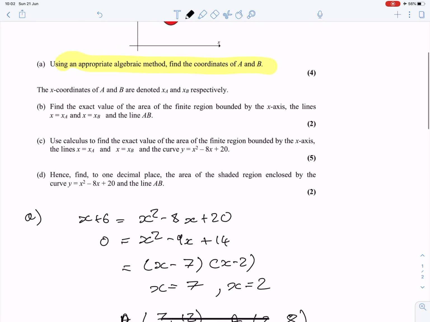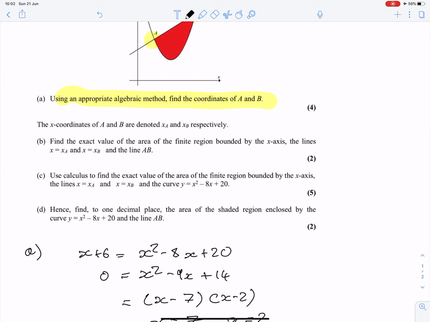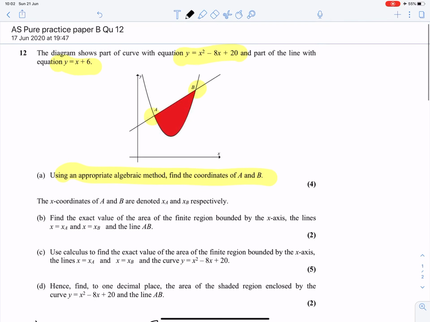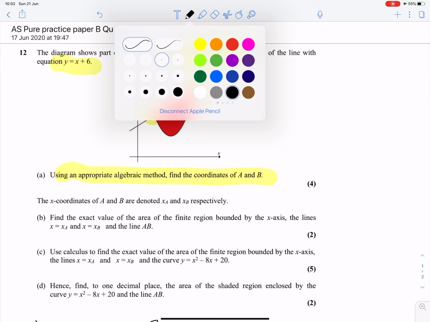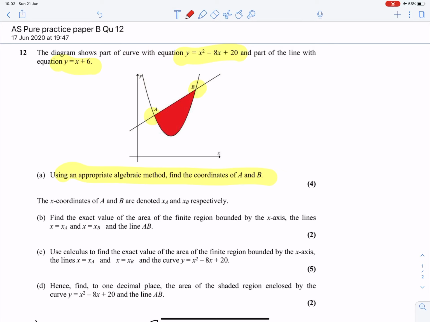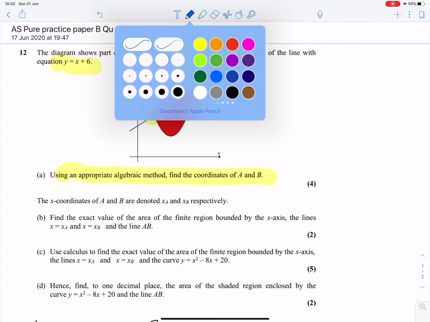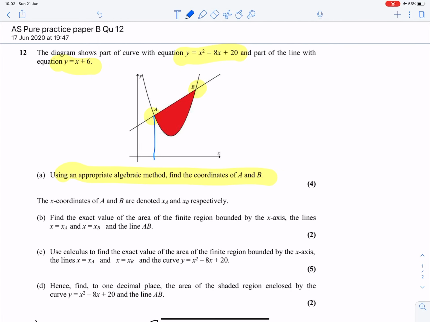Part B. Find the exact value of the area of the finite region bounded by the x-axis and the lines x equals A, x equals B, and the line AB. Let's pick another colour. There's the line x equals A, there's the line x equals B, there's a straight line, and here's the x-axis. So we've got a trapezium there.